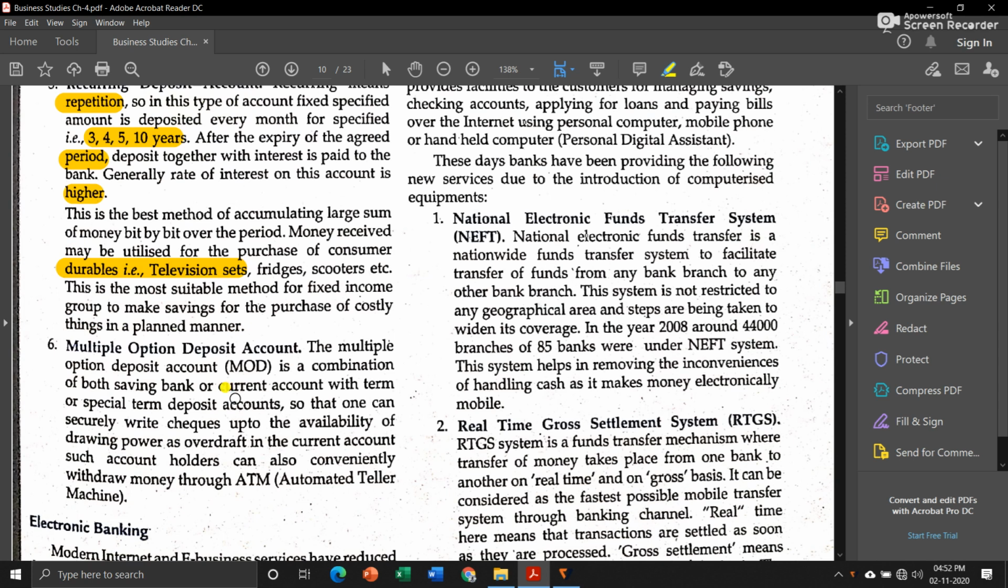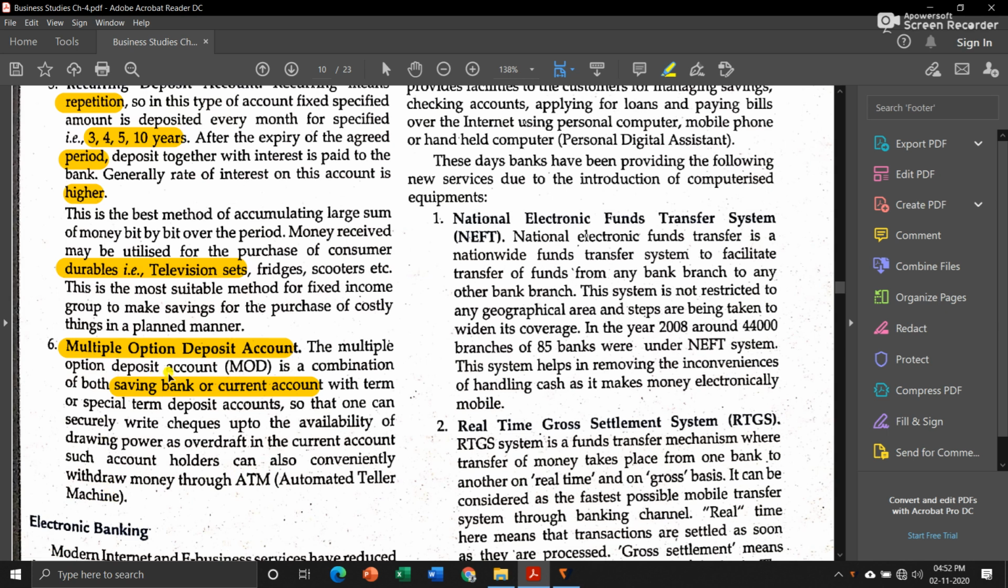Then the last type of account is multiple option deposit account. The multiple option deposit account or MOD is a combination of both savings bank or current account with term or special term deposit account, so that one can securely write checks up to the availability of drawing power as overdraft in the current account. Such account holders can also conveniently withdraw money through ATM, automated teller machine.